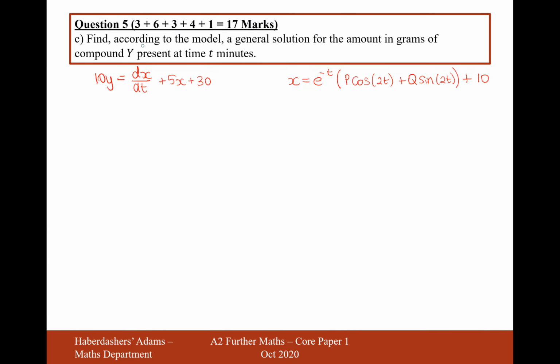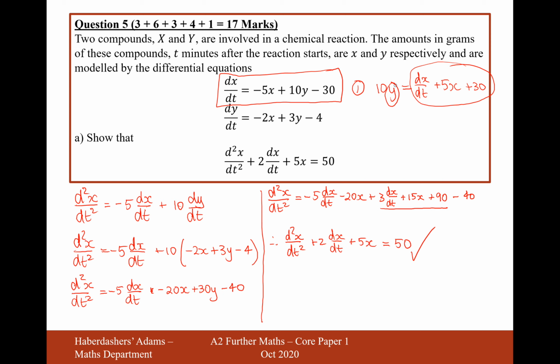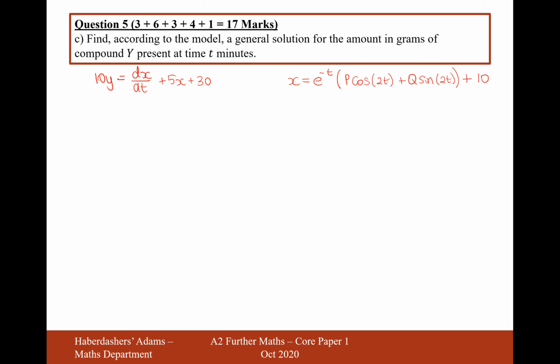Part C is: find, according to the model, a general solution for the amount in grams of compound Y at time t minutes. Now, what I did was I looked back in my equations. The equation that I've just found in part B is definitely going to be helpful. And in part A, to work out what Y is equal to, I earlier found that it was equal to this expression here. That's 10 lots of it, so I'm going to divide all of that by 10 eventually. What I'll do now is kick the ball off by differentiating the x expression that I've just found, because y is going to be a tenth of all of this added together.